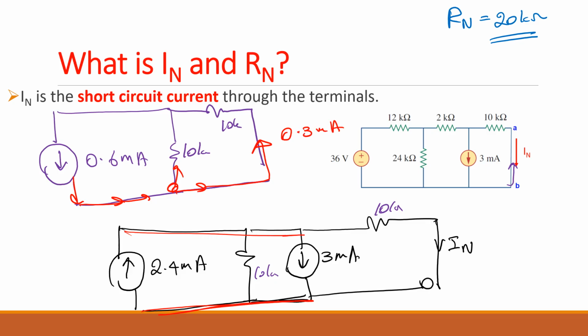So your IN is given as downward, but it is going upward. So your IN is equal to negative 0.3 milliamps. Do you agree with that? Any question? If you don't have any question, I will give you another one for you to try by yourself. When you finish, let me know.